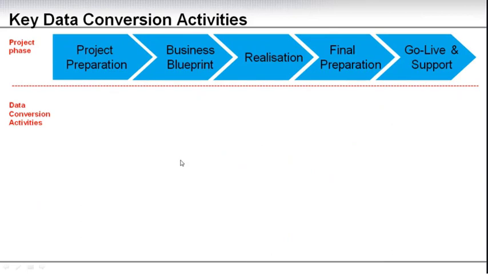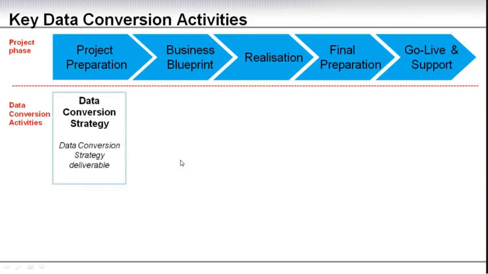So let's try and map it to the timeline. Again, we use the chart here that you've seen before, where we have the project phases at the top, and then let's try to plot in the data conversion activities that you as a PM need to ensure are planned and executed. Project preparation. You need to do the initial data conversion strategy, and that is the data conversion strategy deliverable, and you should go through the elements, the checklist on the previous slide, where you need to have a decision made on this.